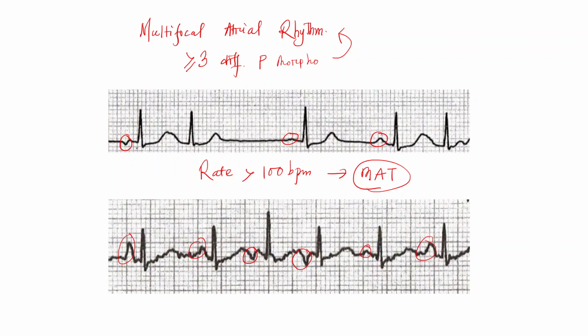For now, just remember: if there are three or more different P wave morphologies, that is multifocal atrial rhythm, and if the rate is more than 100, that is multifocal atrial tachycardia. Okay. Now that's all about the P wave.